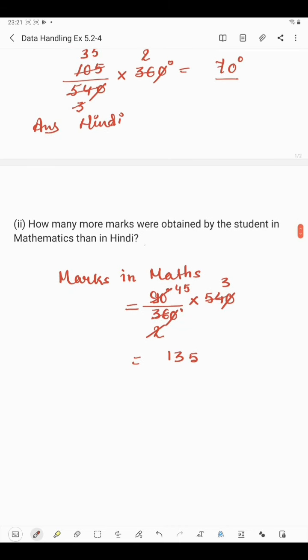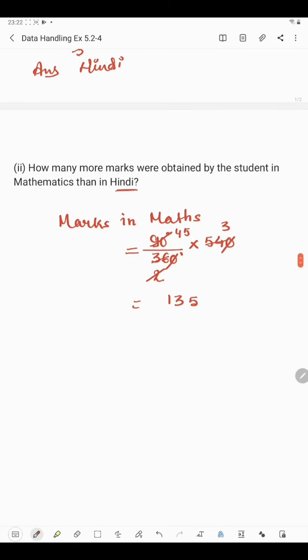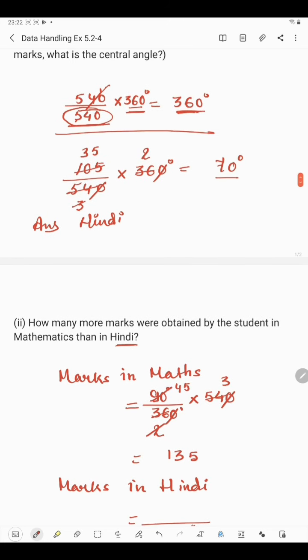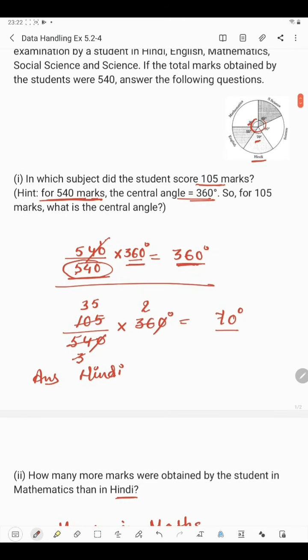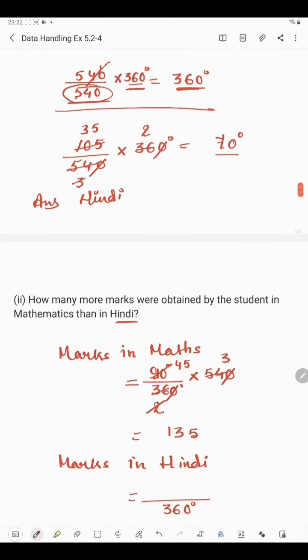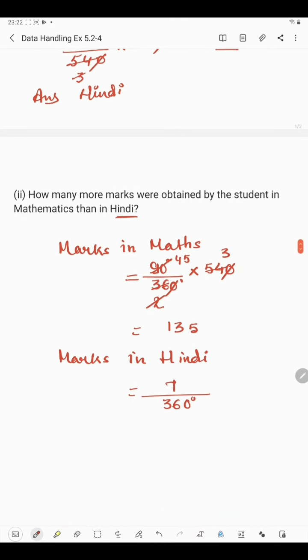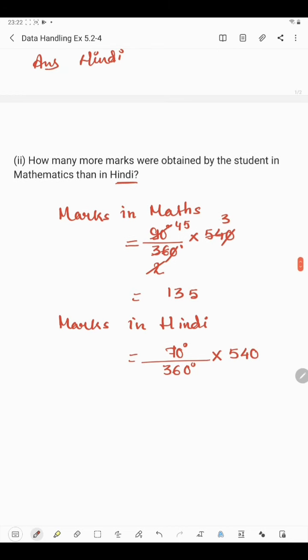Okay, now we will have to find the score in Hindi also. Marks in Hindi will be found in a similar way. Here the total is 360 degree because this is the complete circle. Out of 360 degree, for Hindi we have 70 degree. So 70 degree is a part of 360 degree, and since the total score is 540, we'll be multiplying by 540 to get the score in Hindi.